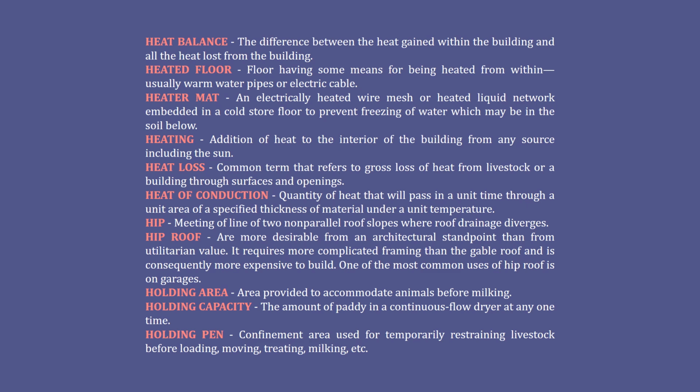Hip, meeting of line of two non-parallel roof slopes where roof drainage diverges. Hip roofs are more desirable from an architectural standpoint than from utilitarian value. It requires more complicated framing than the gable roof and is consequently more expensive to build. One of the most common uses of hip roof is on garages.